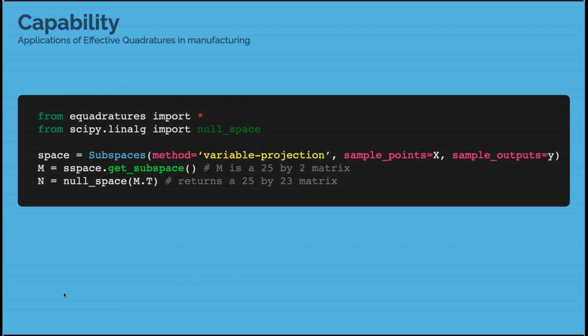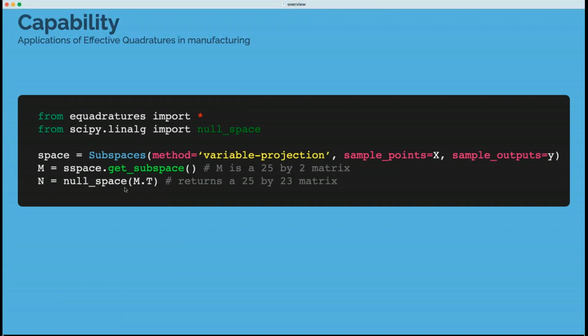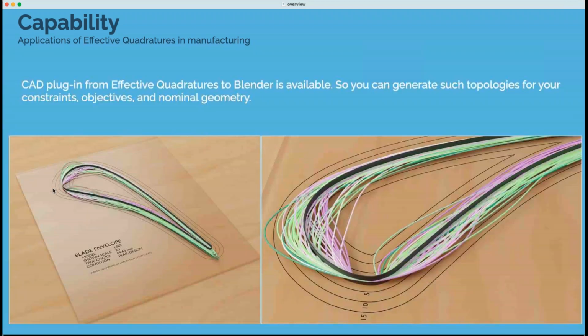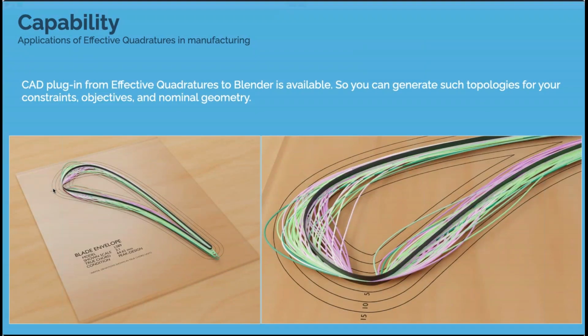In order to explore the inactive subspace, if you wanted to do it in code, it's really simple. It's just one additional line. Once you have discovered M, N is simply the null space of M transpose. So it would return a 25 by 23 matrix, and then you exploit this matrix for generating things like blade envelopes.